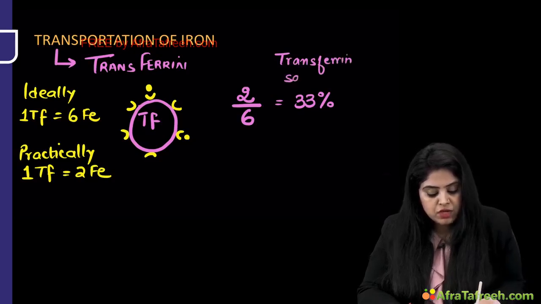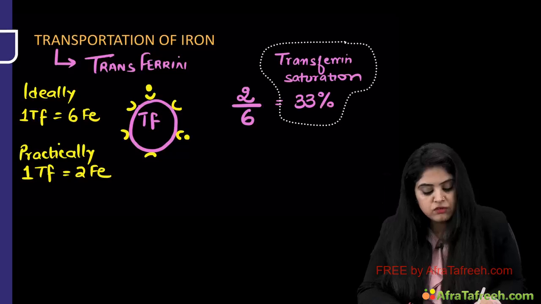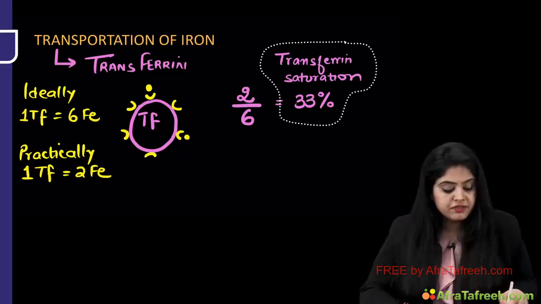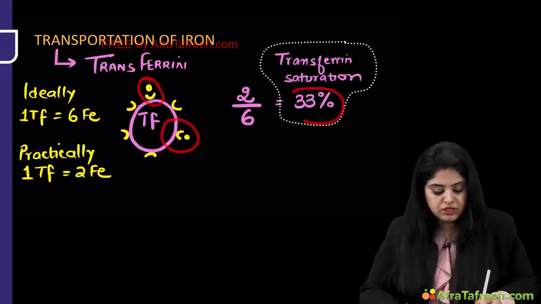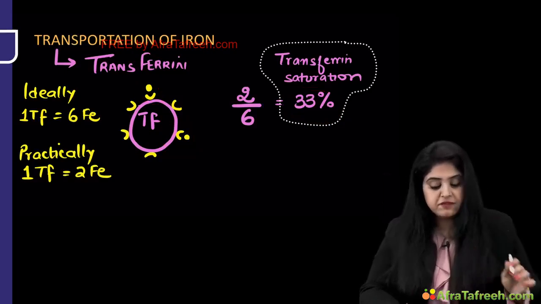They will ask you, what is the normal transferrin saturation? The normal transferrin saturation is 33%, and you understand how I calculated it? There were 6 sites available, but only 2 got occupied, so the total transferrin saturation comes out to be 33%. Very, very, very important.